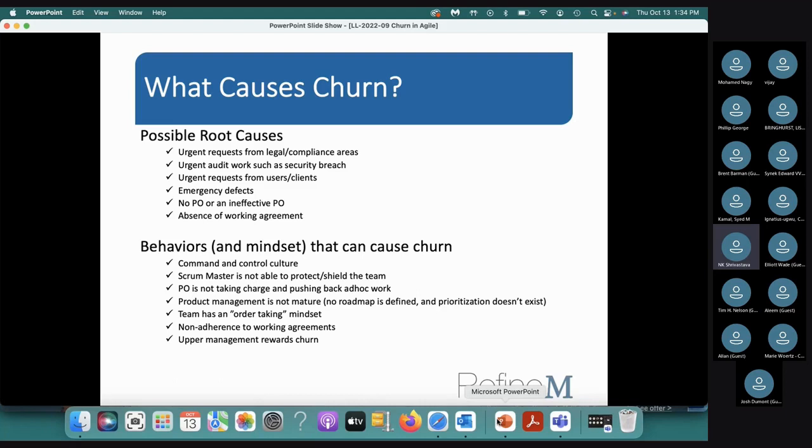Then there is non-adherence to working agreements. I was talking earlier about the absence of them, but if you have them, nobody follows them. And also, I have seen that upper management rewards churn. Oh, we gave these two additional things to the team and they delivered it. Hey, great team! That's a kind of reward. If it happens once in a while, that's okay, that is not a problem. Some extra work came and the team took care of it, that's great work. But if it keeps happening over and over again, then there is a problem.